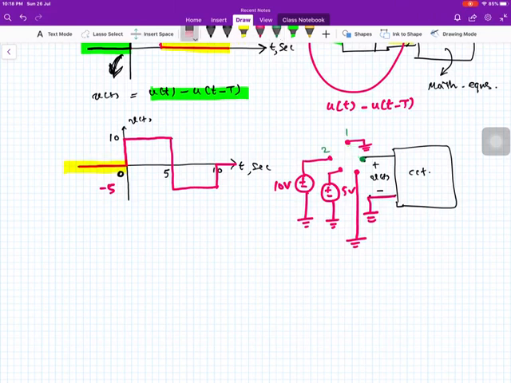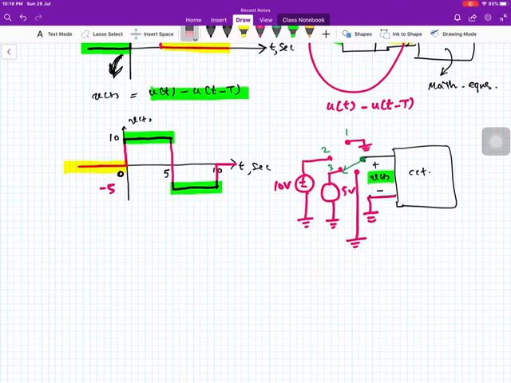When the switch is moved to position 2, the voltage is 10 volt. Then at 5 seconds, the switch is moved to position 3, to this position. And what is the voltage to the circuit? It is minus 5 volt.